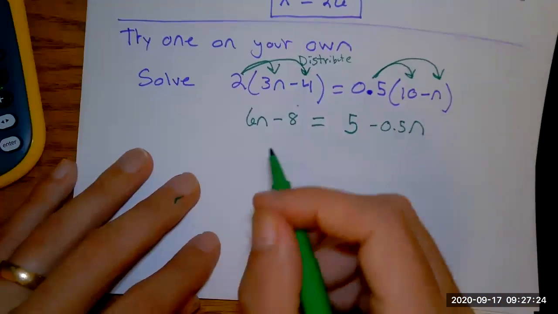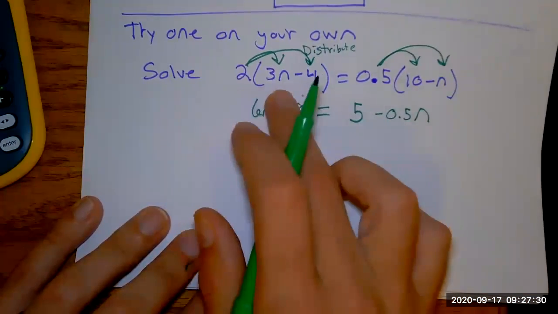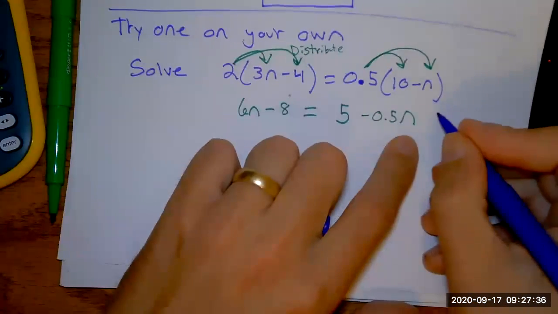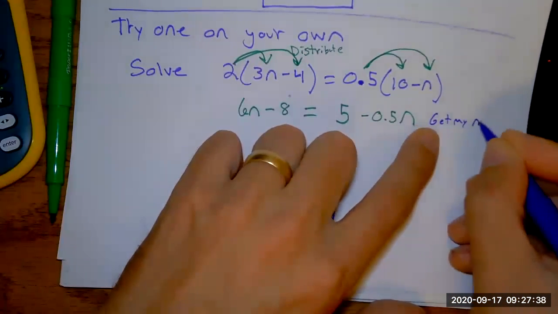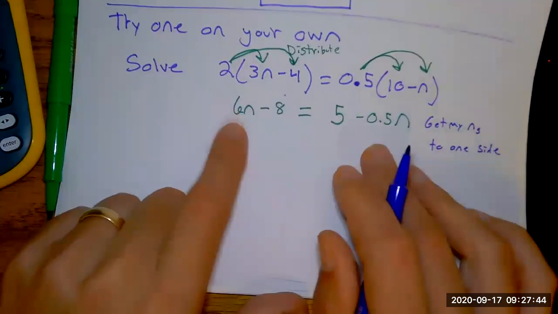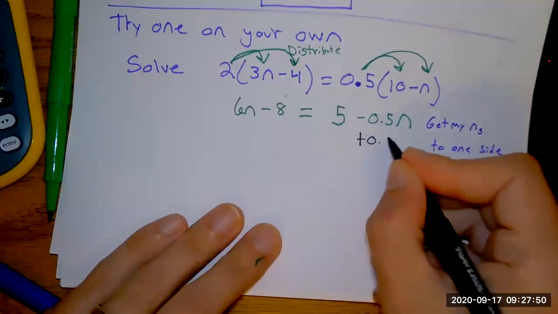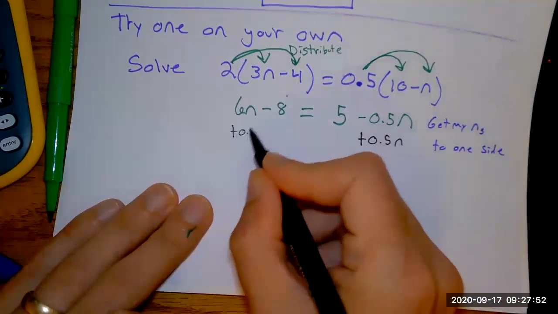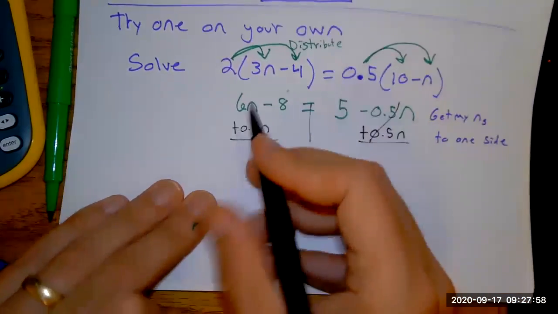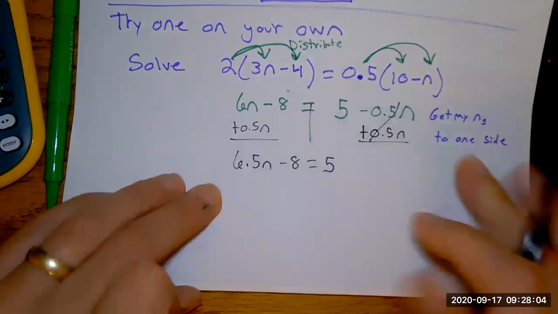Okay? So again, taking a look at this, okay, so we have this. So now I notice, okay, so I got rid of the distribution, but now I have to get my n's to one side. And I notice that 6 is bigger than negative 0.5. So what I'm going to do is I'm going to add 0.5n to both sides. And I'm going to get 6.5n minus 8 equals 5.